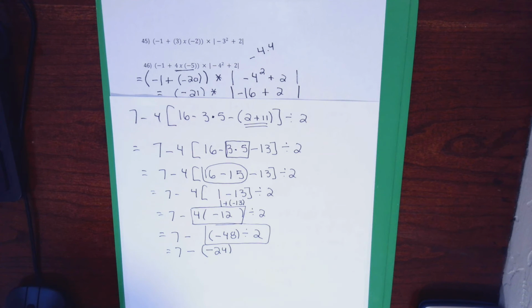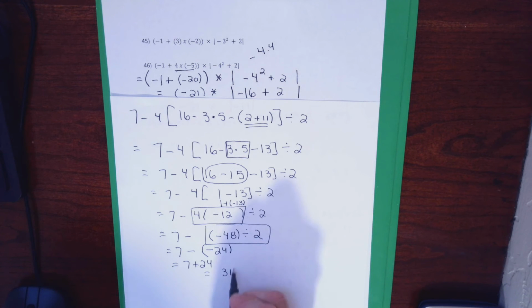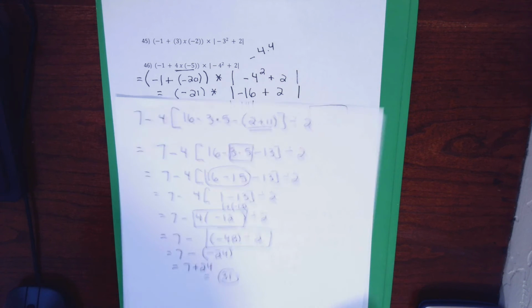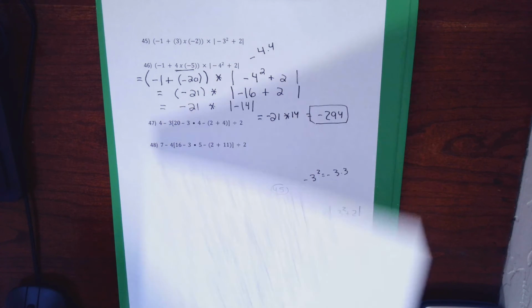So this comes out to 7 minus a negative 24. Double negative I'm going to make positive. And for an answer for problem 46, I'm going to put 30. That's not 46, that's 48 that I just did.